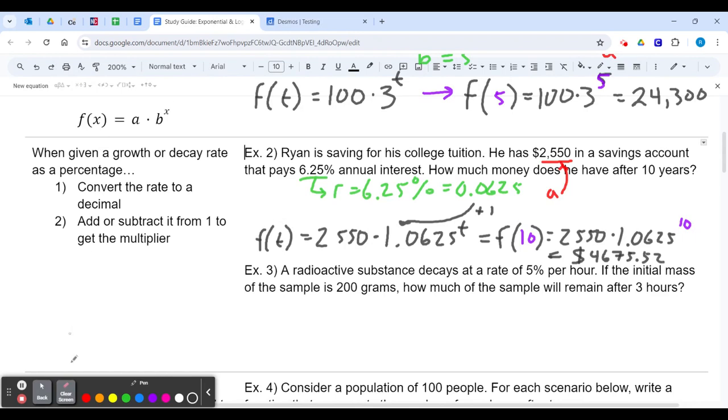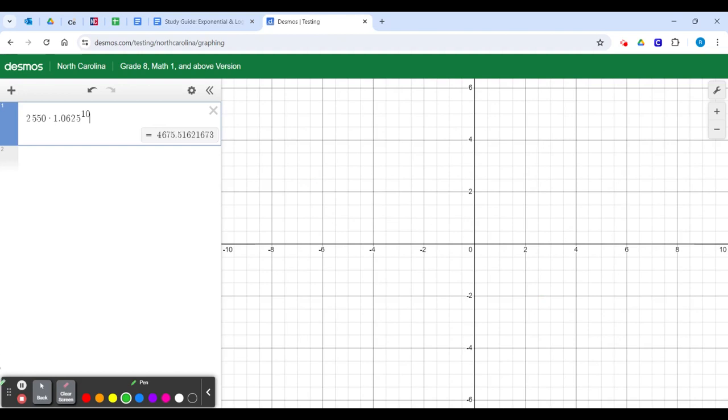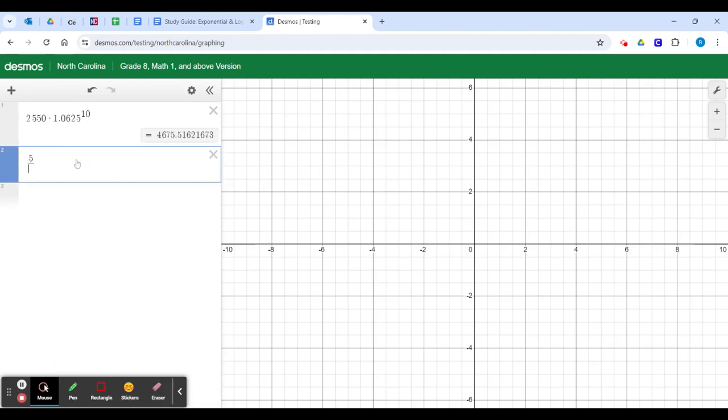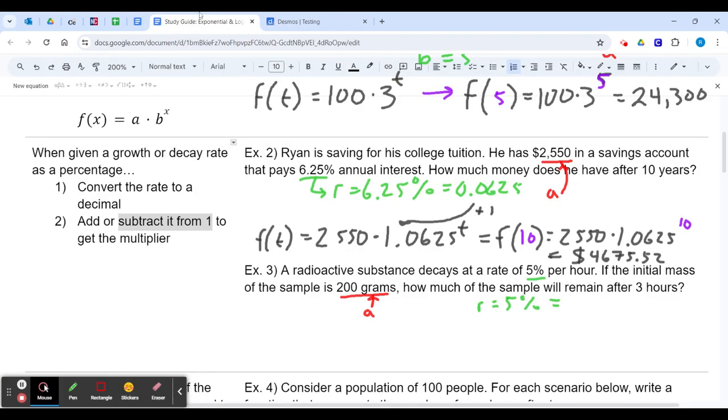Now, going the other direction with a decay problem, we need to subtract it from 1 in this case when we go through that rate issue. So I can easily find this initial mass, which is 200 grams. That's going to be my A. When we're finding that rate, that thing we multiply by, that base, we start with this 5%, rate equals 5%, but then we are converting it to a decimal. So I'm going to use Desmos again to make sure I get that right. 5 divided by 100, 0.05.